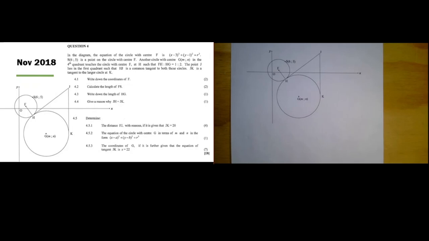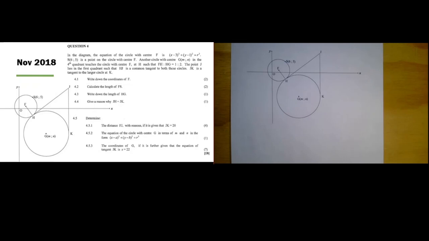Another circle with center G, which has the coordinates (m, n), in the fourth quadrant touches the circle with center F. And H is such that FH to HG is 1 to 2. This is very important. It means HG is twice as long as FH. That's why they said it. So whatever FH is, HG is twice as long.